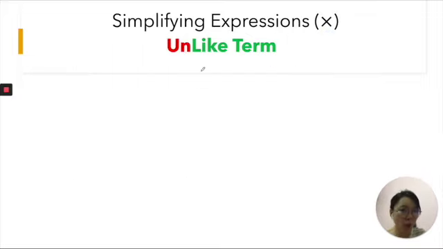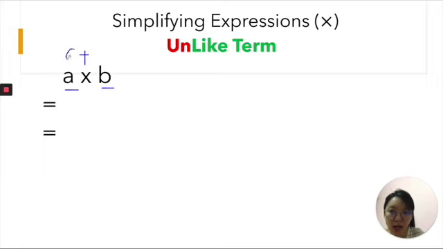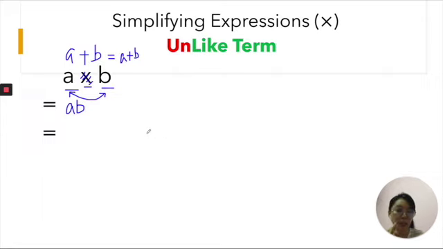Now, unlike term. What will happen to the unlike term? If I have A times B, they are unlike terms, different alphabet. If I have plus, A plus B will still equal A plus B. But now, I have times, multiply, 乘, different. When I have 乘 in between, multiply, I can throw away this multiply. And I can combine this together. So I can put A and B together. This only happens in times. In plus, no, you can't. A plus B is still A plus B.